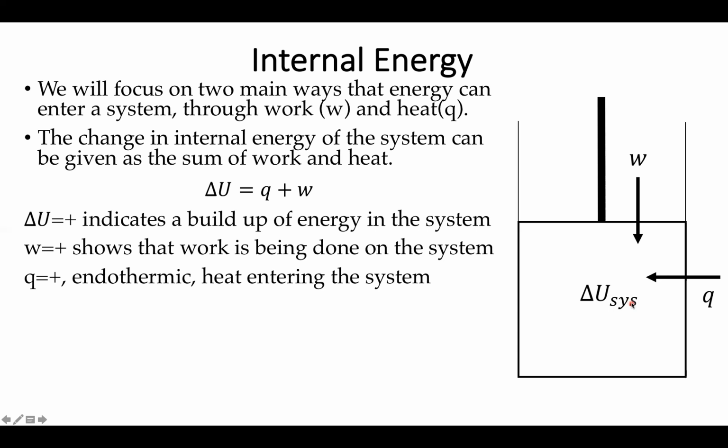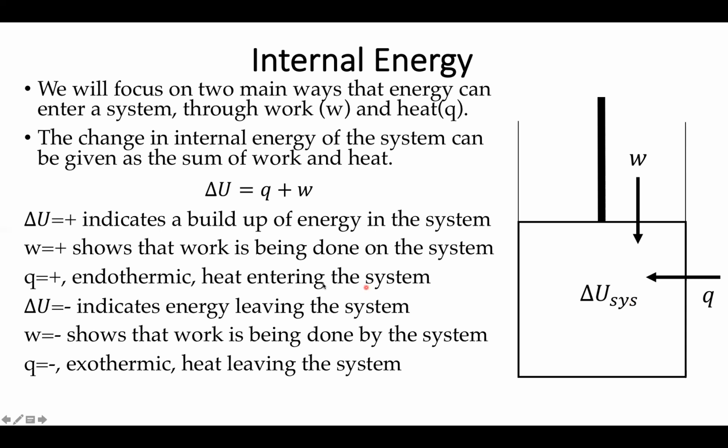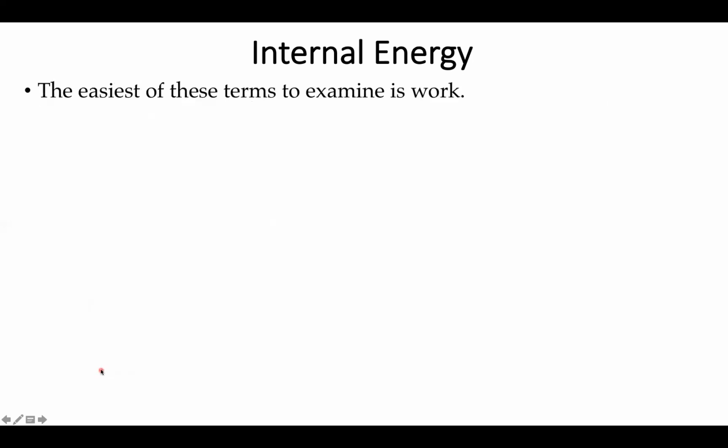Conversely, if energy leaves the system, either net or individually in terms of work or heat, then it will have a negative sign. One of the special things I want to pay attention to is negative heat. If I have heat leaving the system, this is called exothermic. With heat, thermo, leaving, exo. So again, pay attention: positive heat, endothermic; negative heat, exothermic.